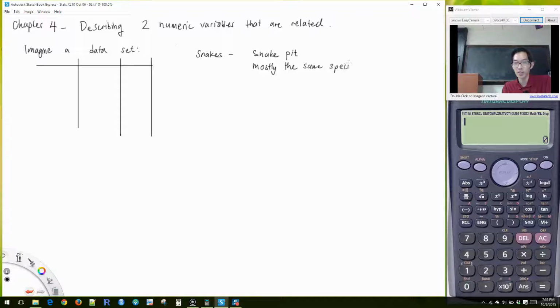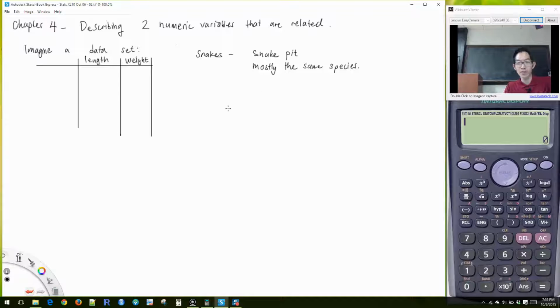All right. And so what we're going to do is measure how long each snake is. We can name them if you want, but we're going to measure how long each snake is, and then measure how much the snake weighs. So we'll measure the length, and we'll measure its weight.